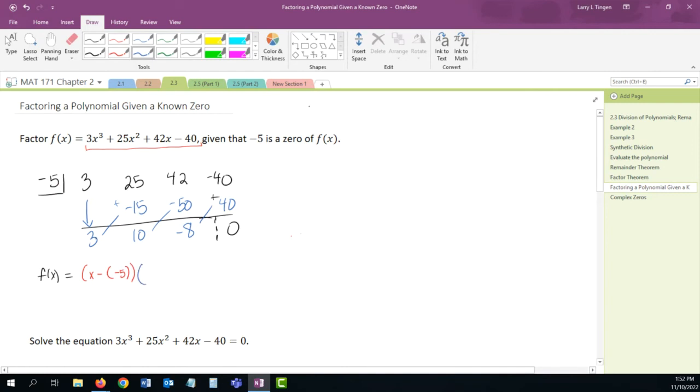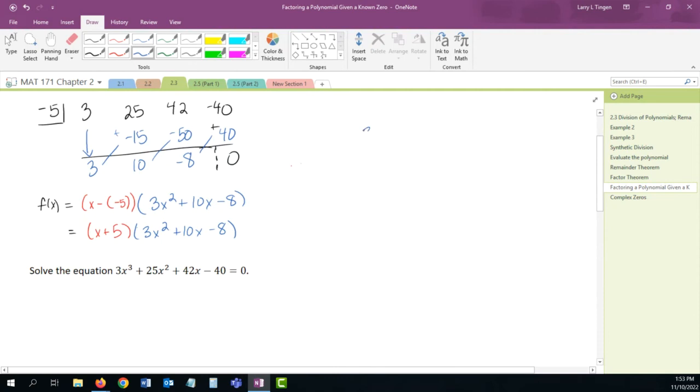times the quotient. And the quotient is, this was a cubic third degree polynomial. This has got to start out 1 degree less. So 3x squared plus 10x minus 8. Make it nice here. X minus negative 5 is x plus 5. And then 3x squared plus 10x minus 8.